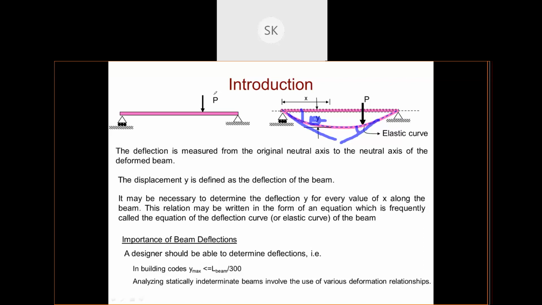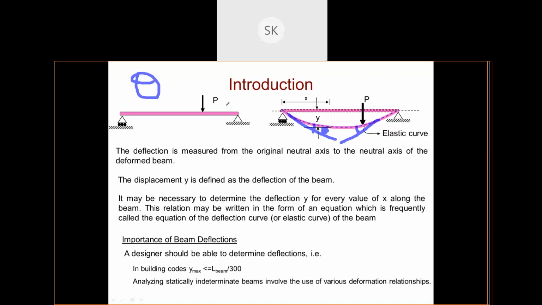not this one, not this one. This one will be your theta. Theta says at what angle this curve has moved. So this is your slope. What is slope? It is the angle in radians measured between the tangent to the elastic curve and the original axis of the beam, and is represented by theta.